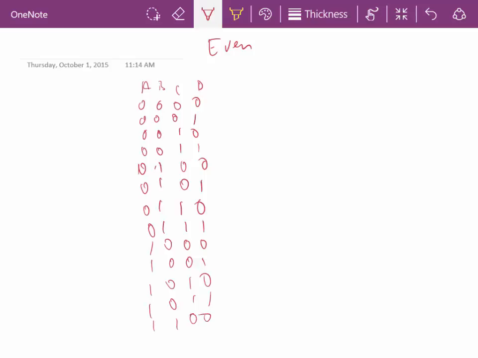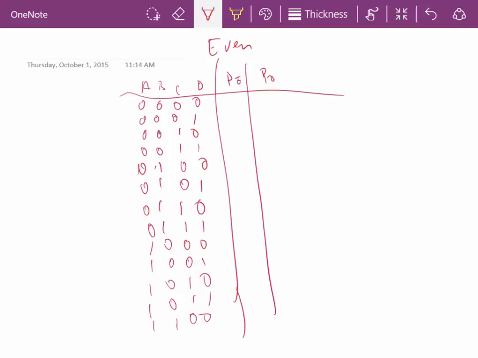I'm going to stop there. P even, P odd. All right, what we're looking for is P even, and this is odd here, is that we're going to generate a bit for when I transmit this data, for checking for errors.